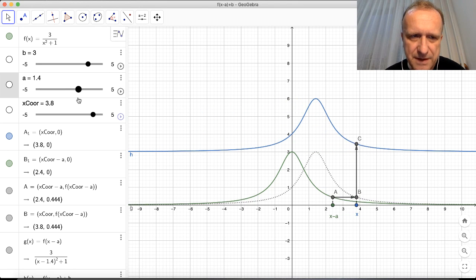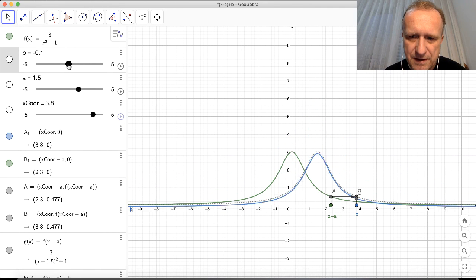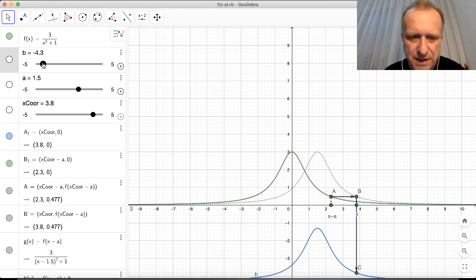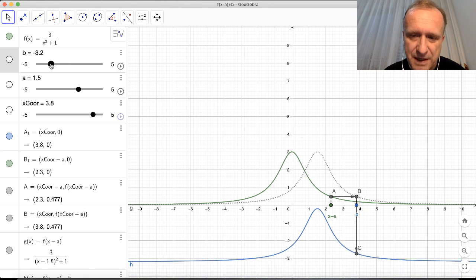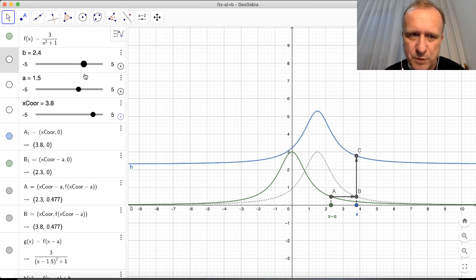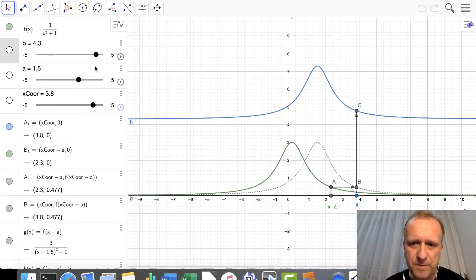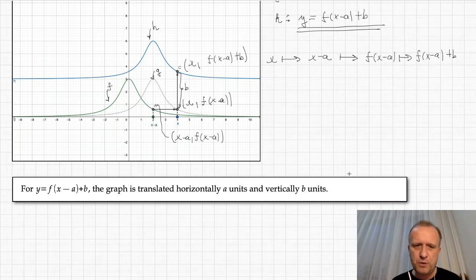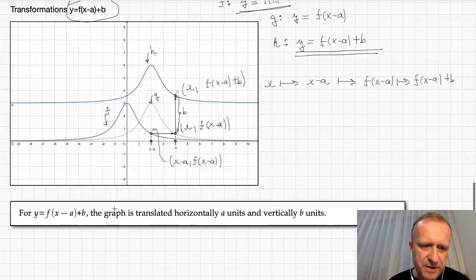There is also the effect of b. If I change b, it will lead to this motion. So if b is negative, or if b is decreased, the blue curve moves downwards, and if b is increased, it moves upwards. Okay, so much for the model, and this should conclude the video, but there is this last theorem.